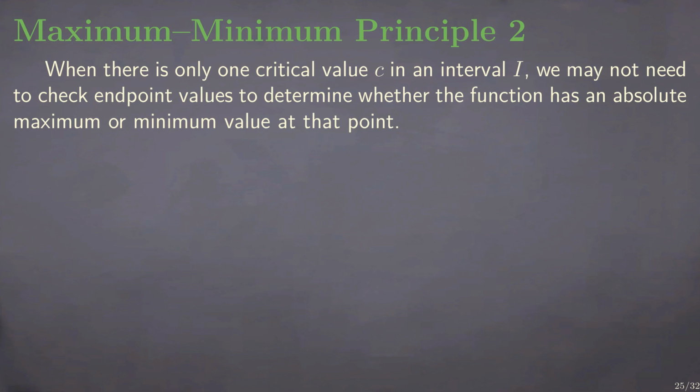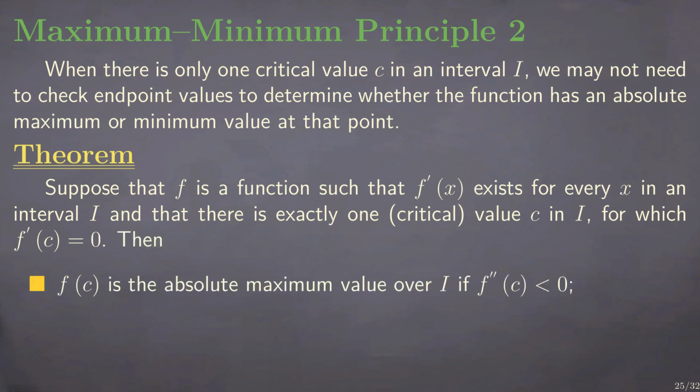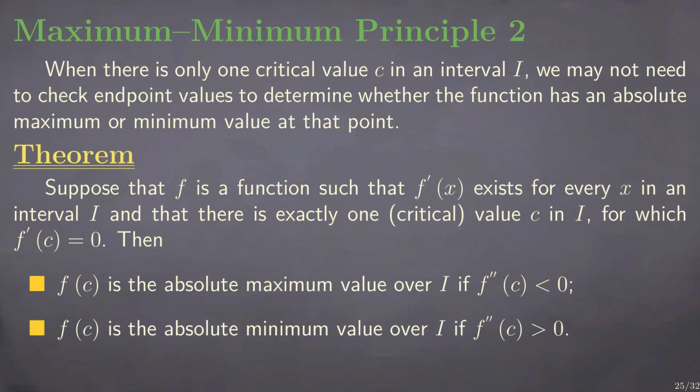And also we get principle 2, saying that when there is only one critical value c in an interval I, we actually might not need to check endpoint values to determine whether the function has an absolute maximum or minimum value at that point or not, thanks to the following result saying that if f is such that the derivative of f exists for every x in an interval I, and there is exactly one value c in I for which the derivative of f at x equals c is 0, then we know that the value of f at c is the absolute maximum value over I if the second derivative of f at x equals c is negative, and if the second derivative of f at x equals c is positive, then f(c) is actually the absolute minimum value that we are looking for.